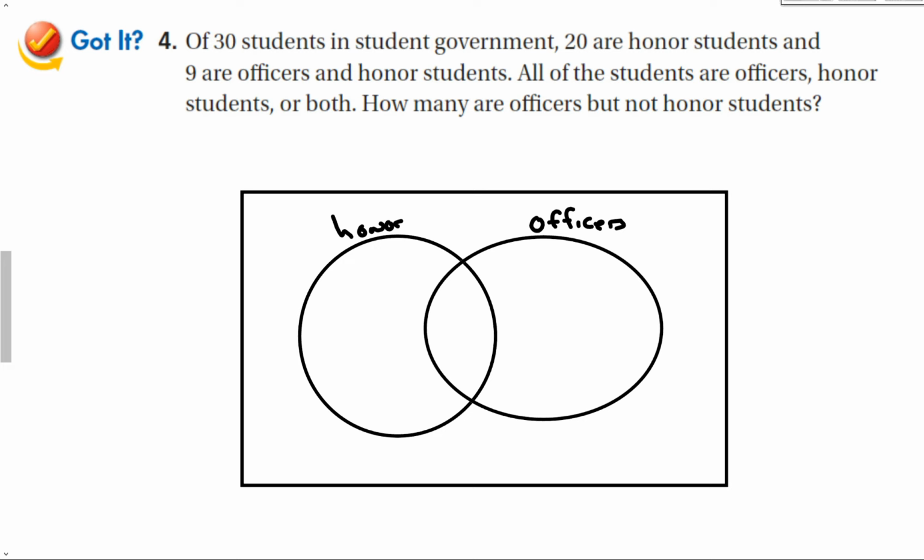Okay. So the universe has 30 people in it, so we can't have more than 30 people. There are only 30 people in the student government. 20 are honor students, but I'm not sure where to put them inside of this. And 9 are officers and honor students. So there are 9 people there, which makes 11 people there because these two numbers have to add up to 20, because there are 20 honor students. And then there are only 30 people total. So that means that there are 10 officers who are not honor students.